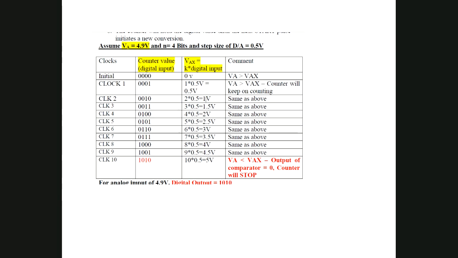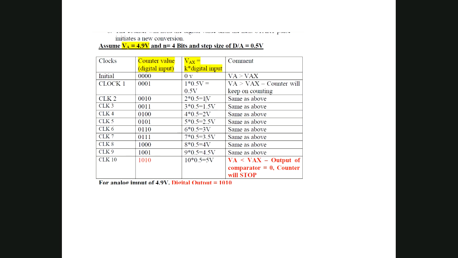You are given a VA. VA will be given to you: 4.9 volt. The number of bits will be given to you: 4 bit. And the step size will be given to you: 0.5 volt. These three parameters must be given to you. So you have VA, which is the analog input. We know the number of bits, which is 4 bit. And we are given the step size K, which is 0.5.